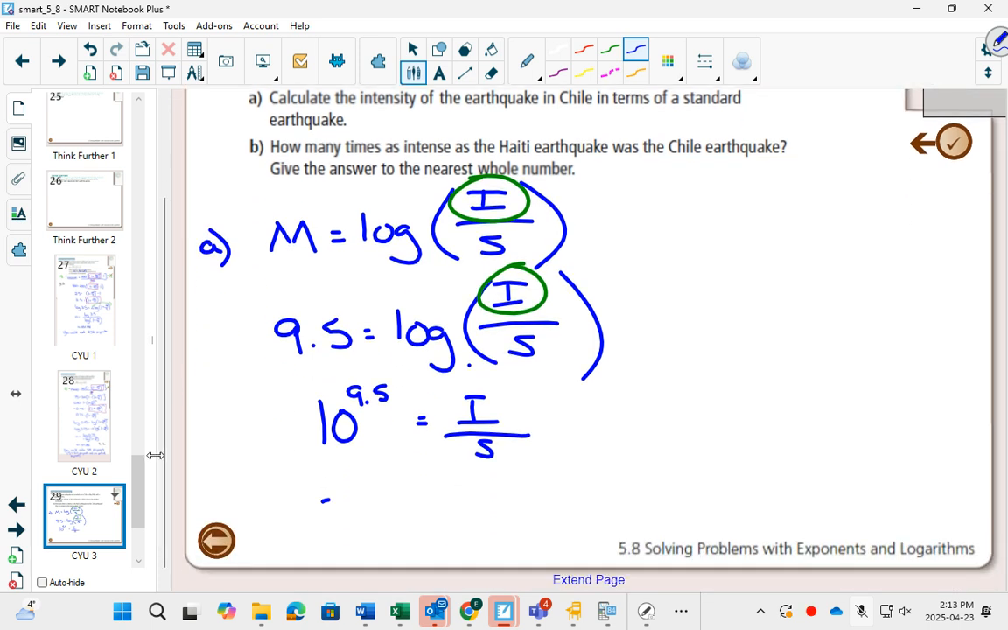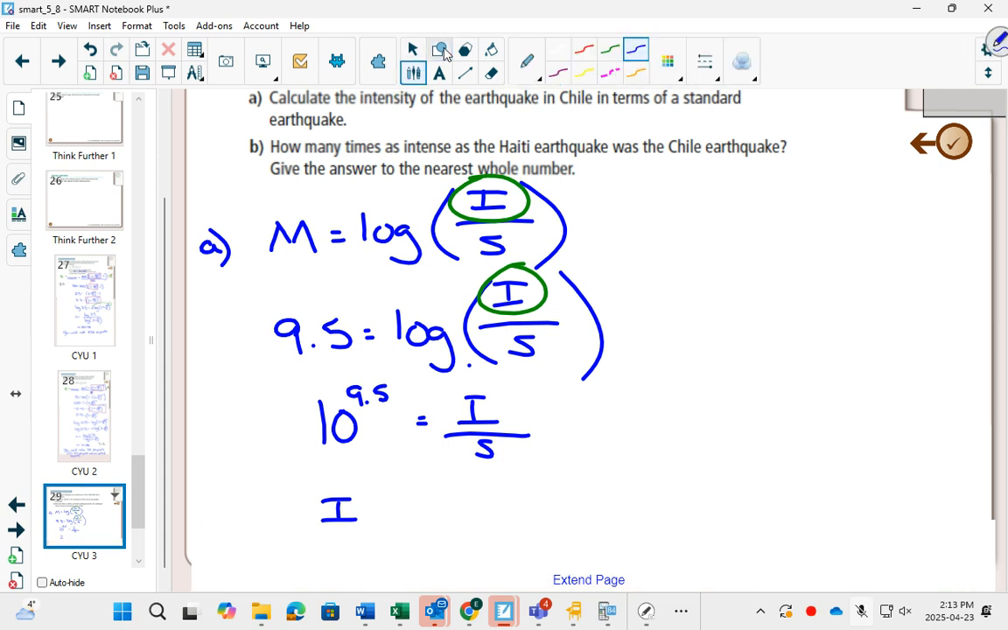So if I wanted to get I by itself, all I would need to do is multiply both sides by S. And that gets my intensity all by itself. So this 10 to the 9.5, that's a huge number. And 10 to the 10 would be 10 zeros. 10 to the 9.5 just a little bit less. That's how much more intense it is compared to what we're experiencing right now. It's probably the standard is what you experience on a normal day. Very little seismic activity. It's like billions of times more intense than what we're experiencing right now.